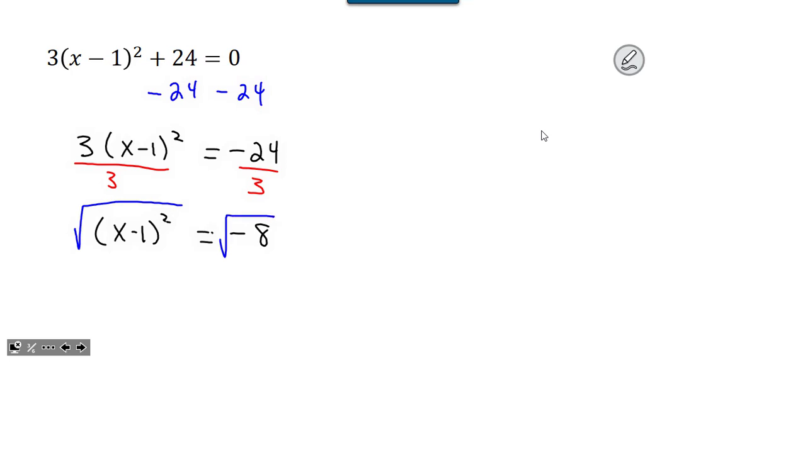So the square root of x minus 1 squared is going to leave me with x minus 1, and that's going to be equal to my plus or minus again. Don't forget your plus or minus. And then the square root of a negative 8. So we already saw from the previous problem that if we simplify the square root of 8, we're going to end up with 2 square root of 2.